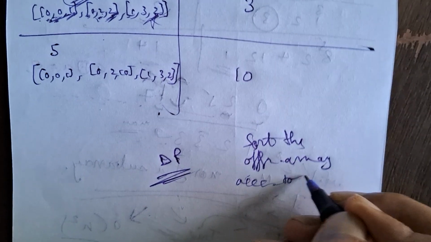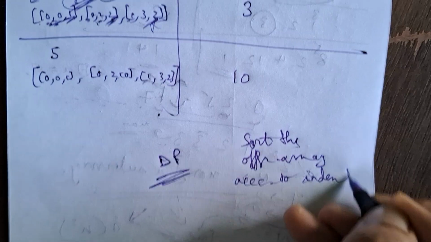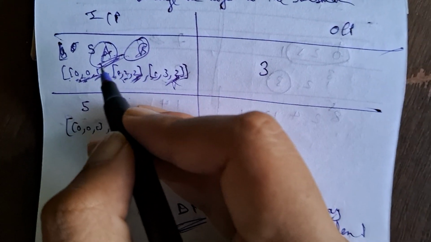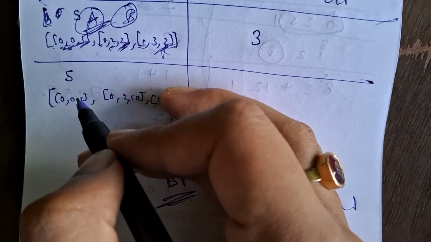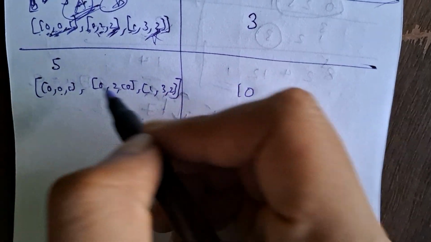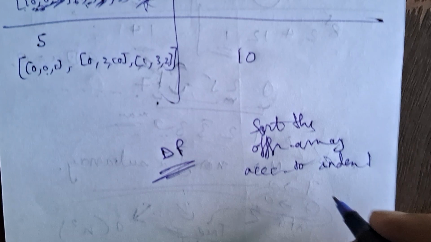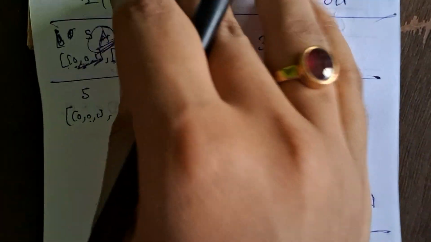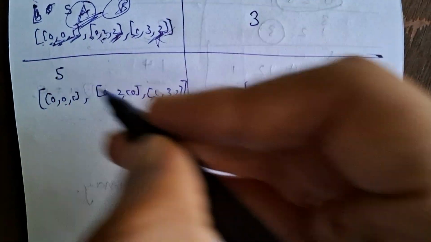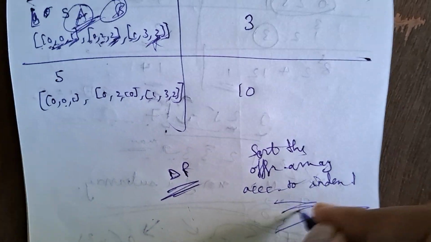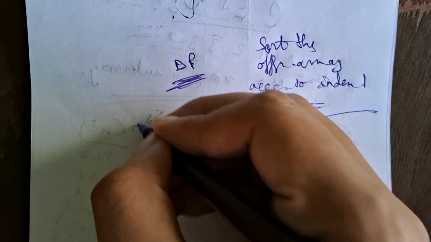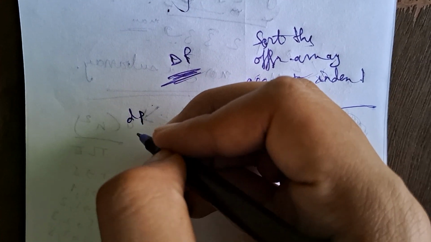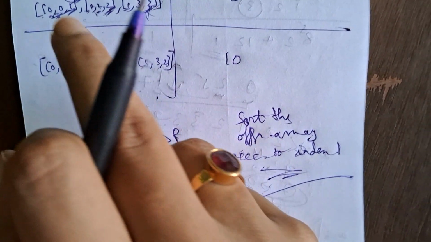according to index 1, that is, according to this index 0, 2, 3. For this case it is already sorted, and for this case also it is sorted. Initially you have to do it, because it is not given in the question that it is always sorted according to that. Then you have to make a DP array. I think it will be better if I go with the example, that is this one.